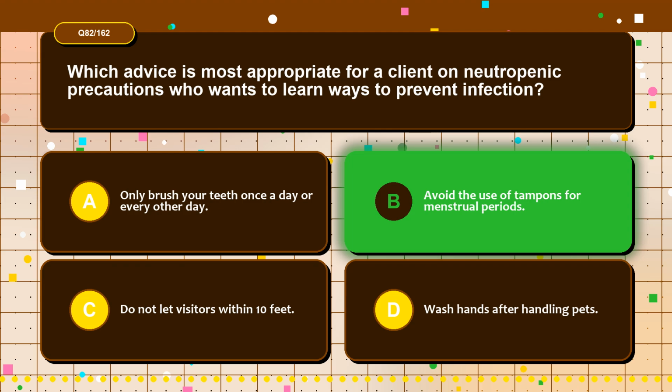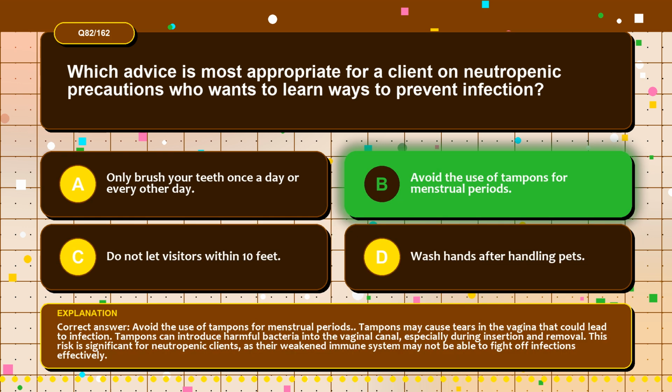The correct answer is option B. Avoid the use of tampons for menstrual periods. Tampons may cause tears in the vagina that could lead to infection. Tampons can introduce harmful bacteria into the vaginal canal, especially during insertion and removal. This risk is significant for neutropenic clients, as their weakened immune system may not be able to fight off infections effectively.